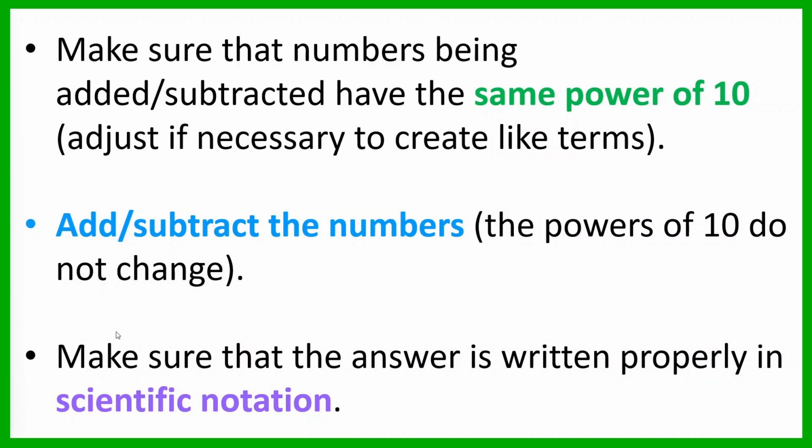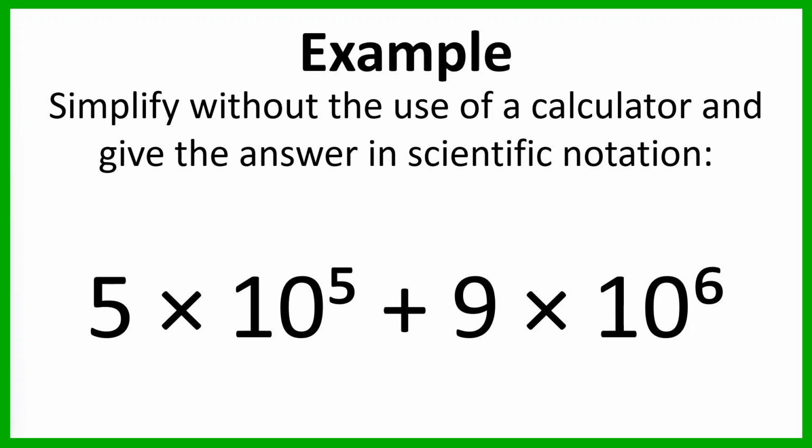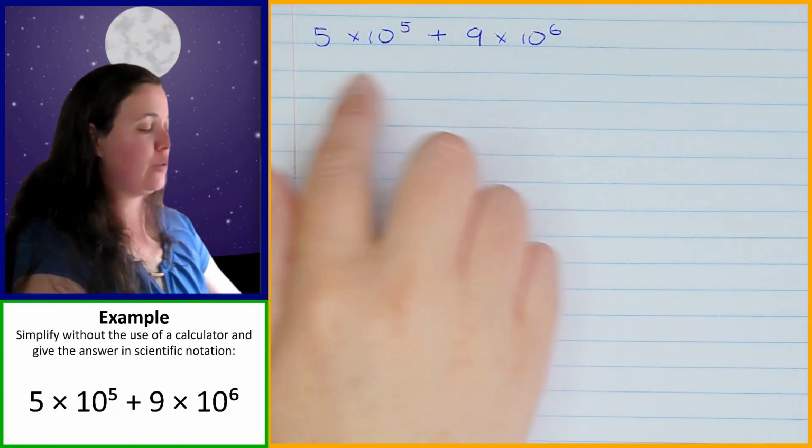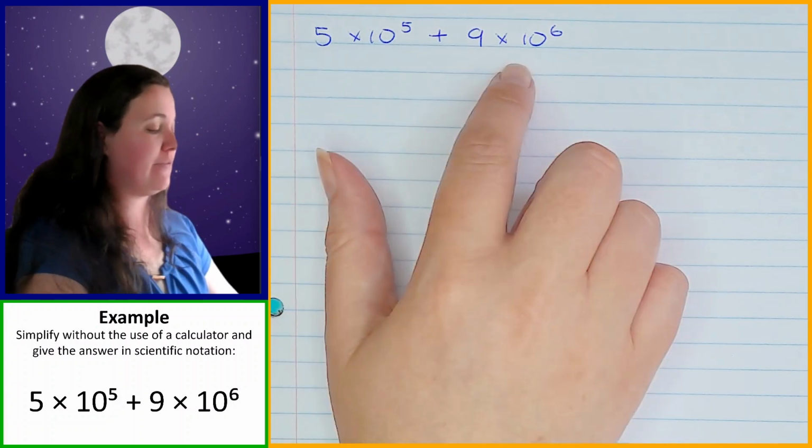Okay, so let's go and have a look at our first example. In this example, we've got 5 times 10 to the power of 5 plus 9 times 10 to the power of 6. Let's go and have a look at how we would do this question. So first of all, I've got my question over here, 5 times 10 to the power of 5 plus 9 times 10 to the power of 6.